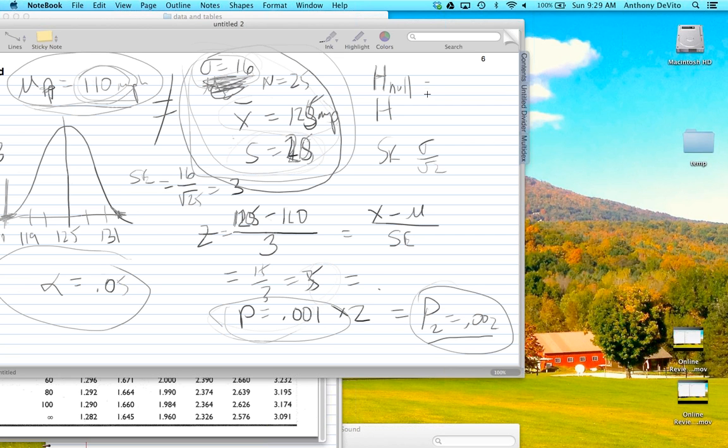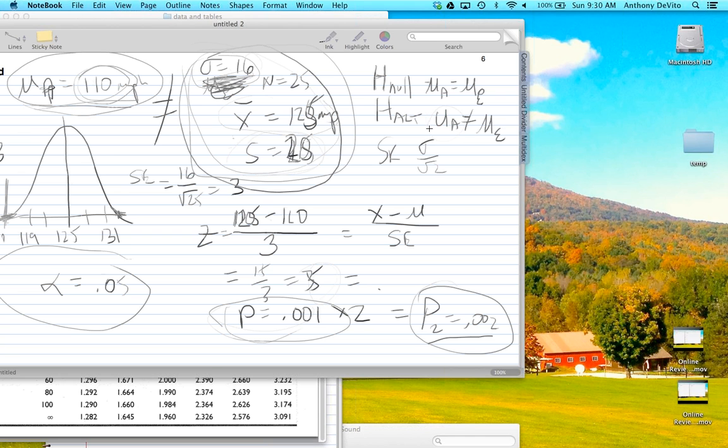In that case, I'm going to say that the mean for American cars is equal to the mean for European cars. My alternative hypothesis is that the mean for American cars does not equal the mean for European cars. American cars, we knew the mean in this particular case.